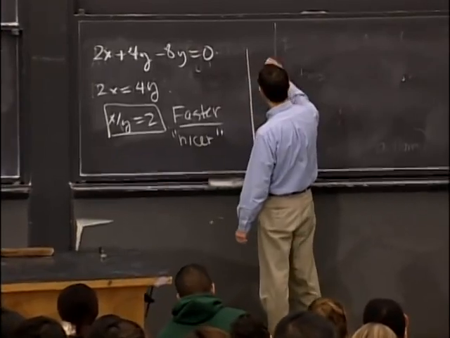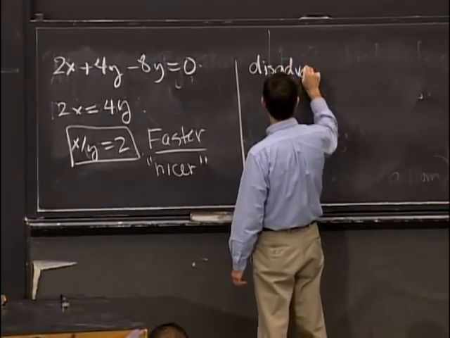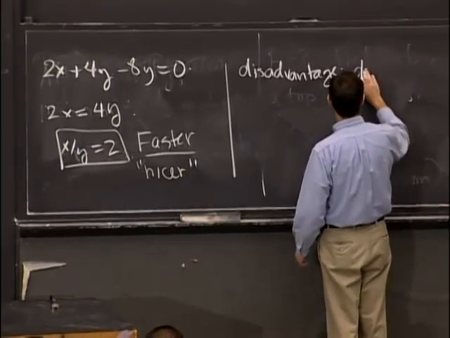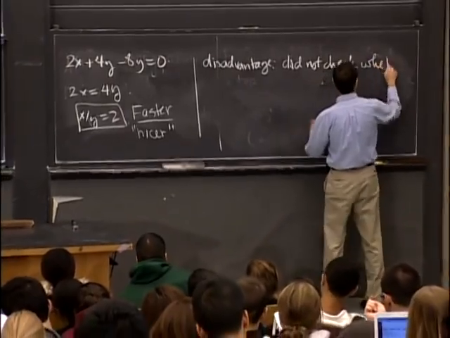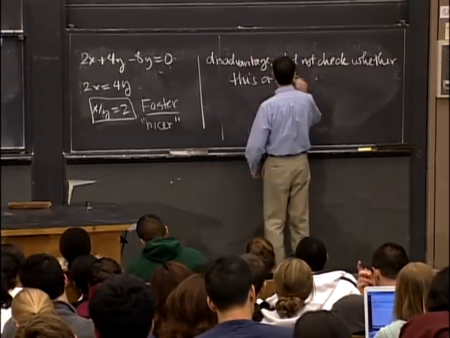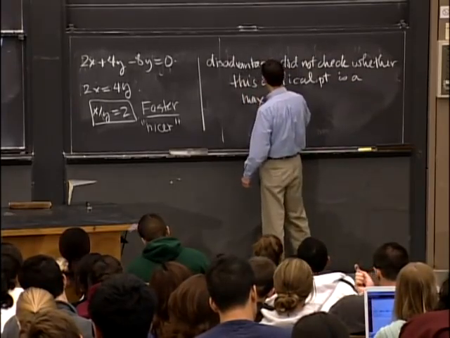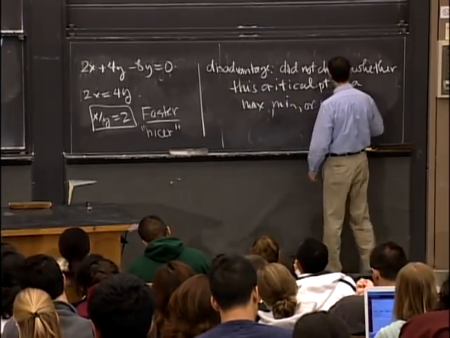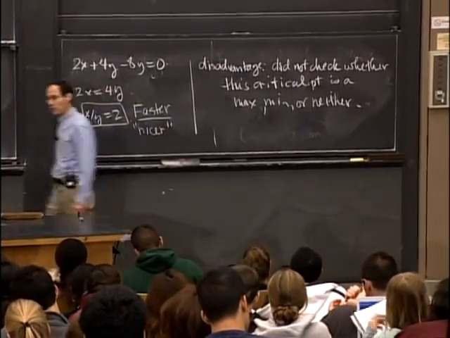And the disadvantage is we did not check whether this critical point is a max, min, or neither. Okay, so we didn't quite finish the problem, but we got to the answer very fast.